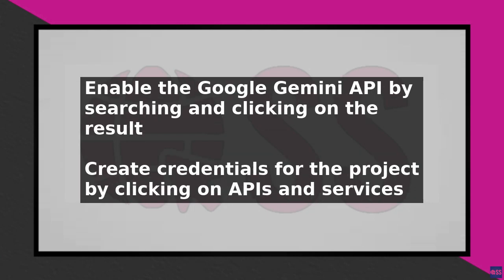Next, you need to enable the Google Gemini API. This can be done by searching for Gemini API in the search bar and then clicking on the result. Click on the Enable button to enable the API.